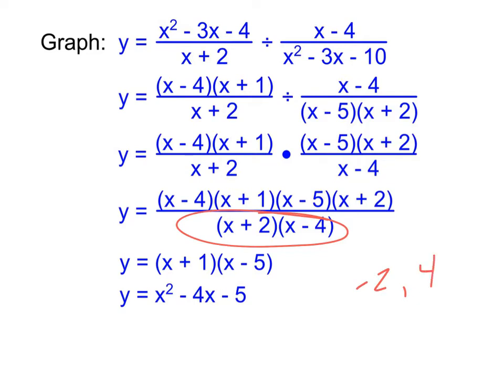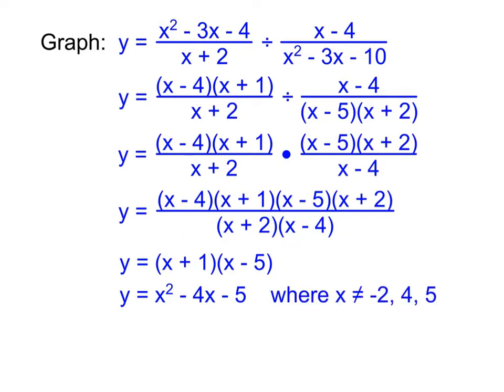But if I trace back through my work, well, those are the same ones. But in this line, notice there's a new one that I had in the denominator. Notice the x minus 5 in the denominator, which means that we should have 5 also as a restriction. So we end up finding here that x cannot equal negative 2, 4, and 5.